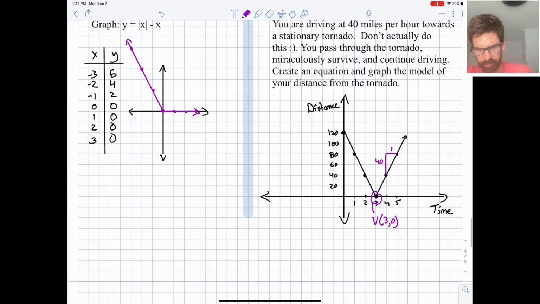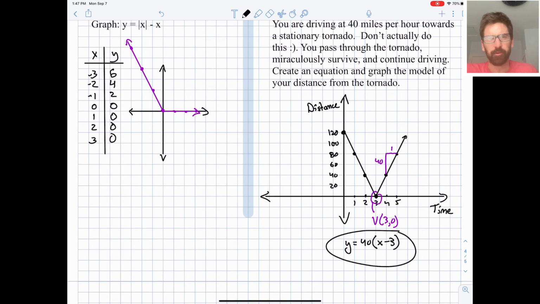Okay, so it looks like the distance that we are from the tornado can be modeled by y equals 40 times x minus 3. Okay, so for any particular number of hours that we've been driving, we could determine what our distance from the tornado is. And I made a mistake. It shouldn't be a parentheses. We're dealing with absolute value, right? So those should be absolute values right there. Nice. That's a good place to stop.